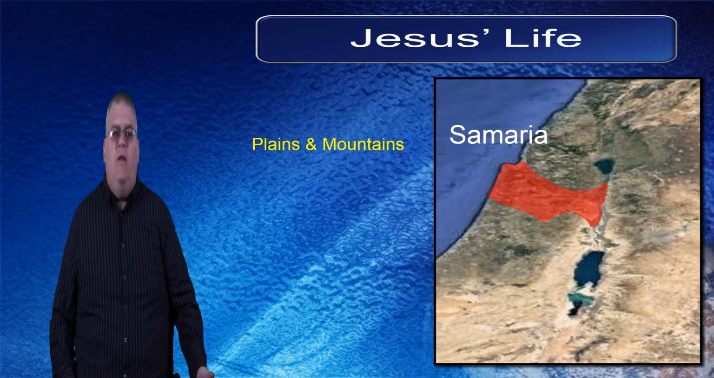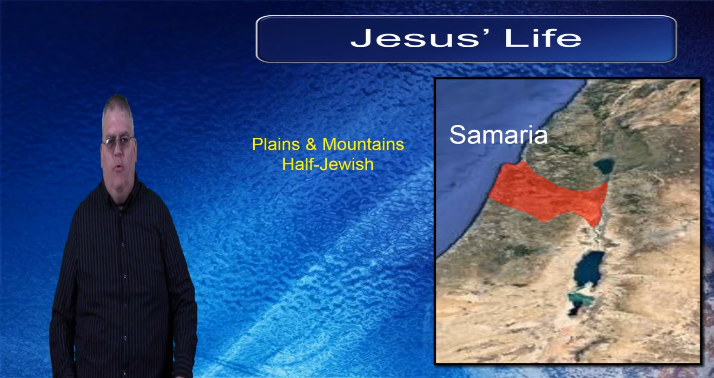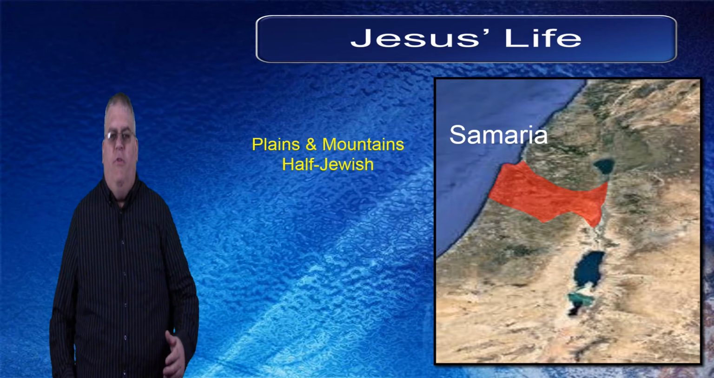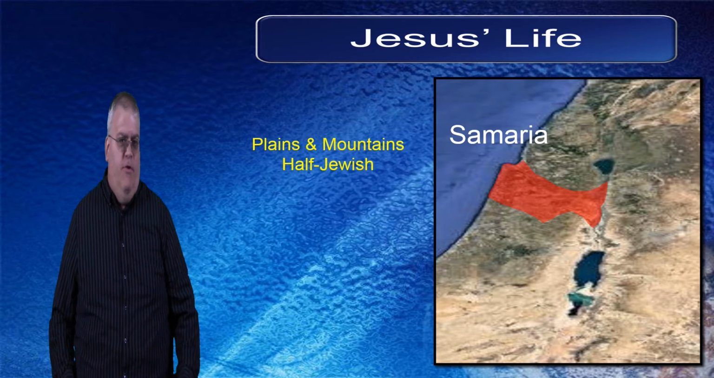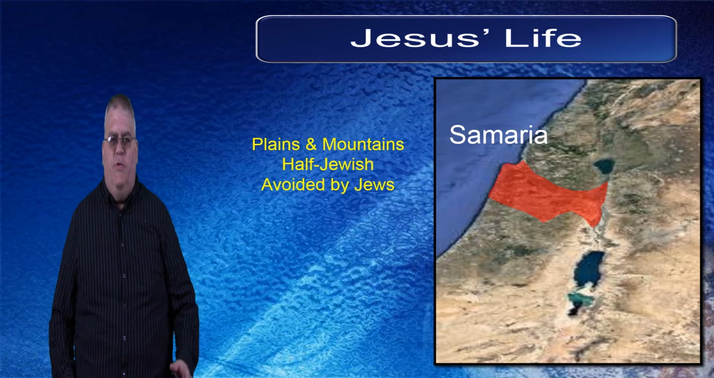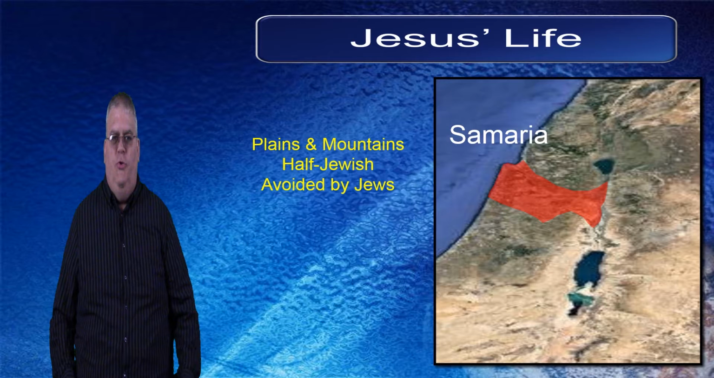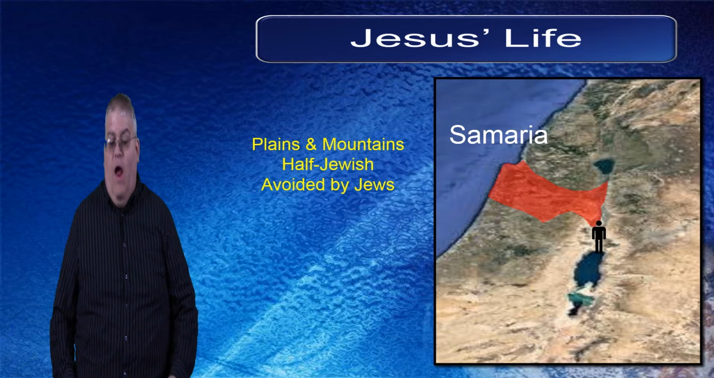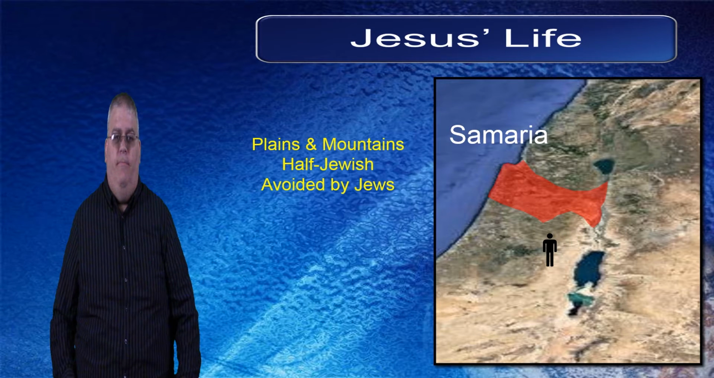It was plains and mountains, but the people were half Jewish and followed a religion that was only partly Jewish. Therefore, the Samaritans and the Jews of the other territories did not intermingle. Samaria was kind of a no man's land for a Jew, and they would normally travel all the way around Samaria, going from Galilee to Judea, rather than go through Samaria.